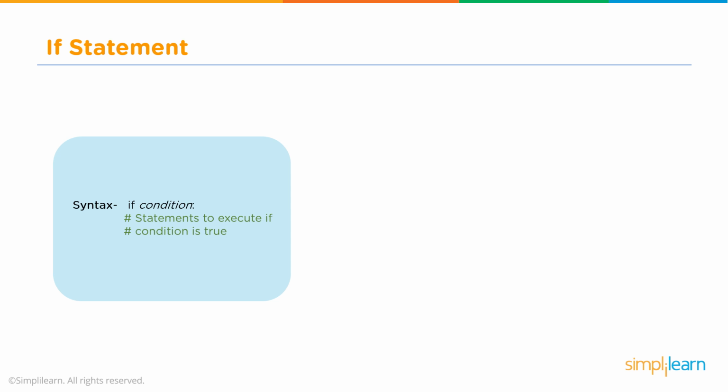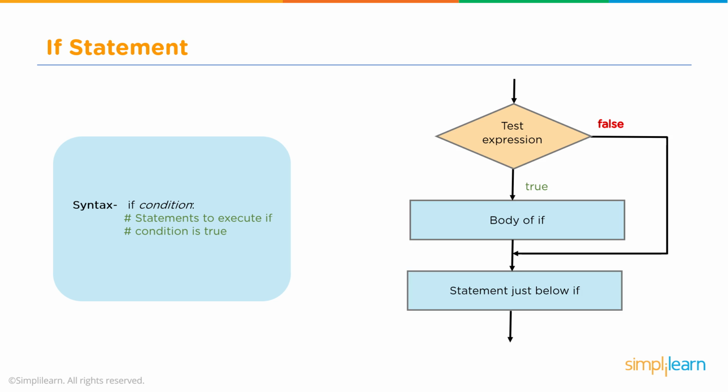So how exactly does this if statement work? Let's look at the flowchart to understand this. At first we have the test expression or the condition. If this condition results in true, the statements inside the if block will be executed. If this condition results in false, then the control of the program will skip to the statements after the if block. In either case, the program then proceeds to the statements right after the if block.